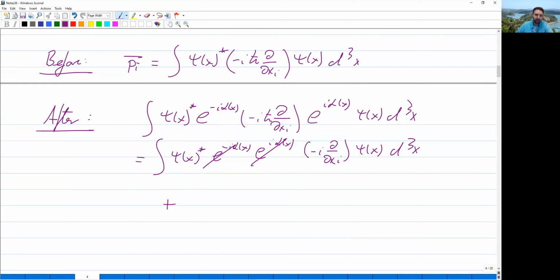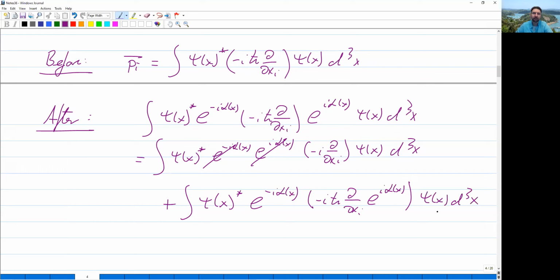See, this plus integral psi of x star and then e minus i alpha of x, and then we get the term that arises from differentiating our gauge function. So we get minus i h bar d by dx i acting on e^{i alpha of x}, and then the result of that is multiplied with the psi of x d3x. And you see, this is an extra term. That term here matches exactly what we had up here, but this extra term is messing things up, and therefore not the same, which means we don't get away with this. We can't just willy-nilly change the phases in front of wave functions and then expect that the predictions stay the same. They don't. We have an extra term here when we do a local gauging.